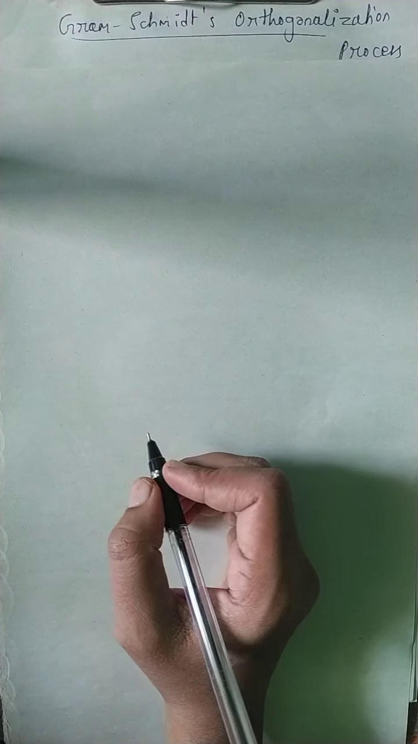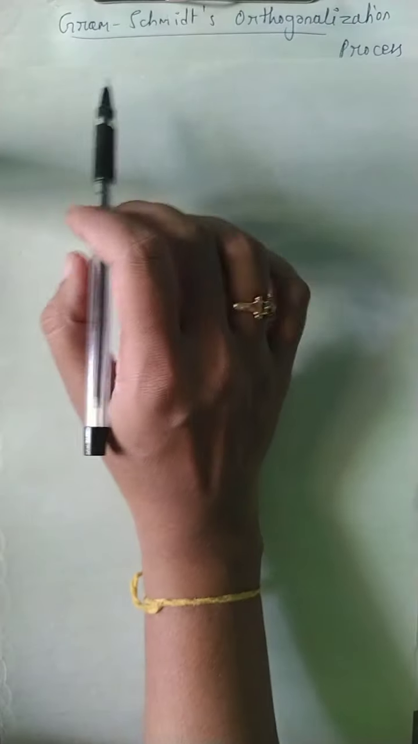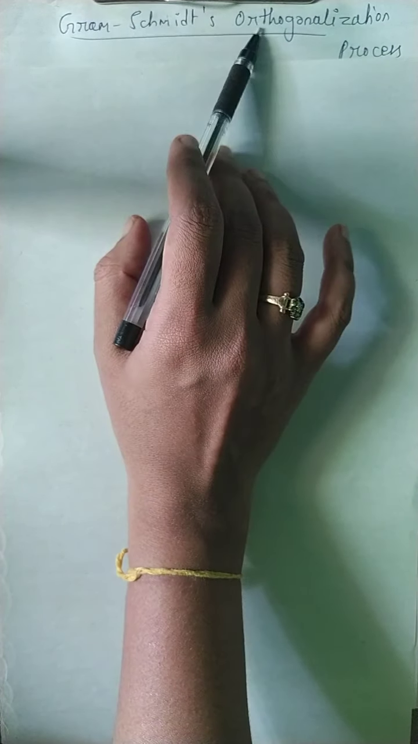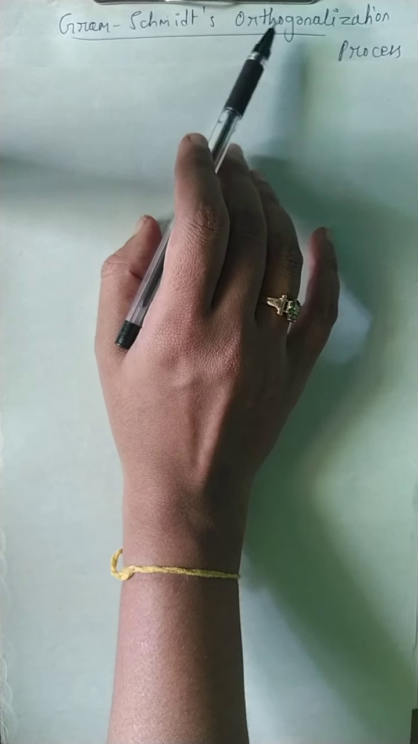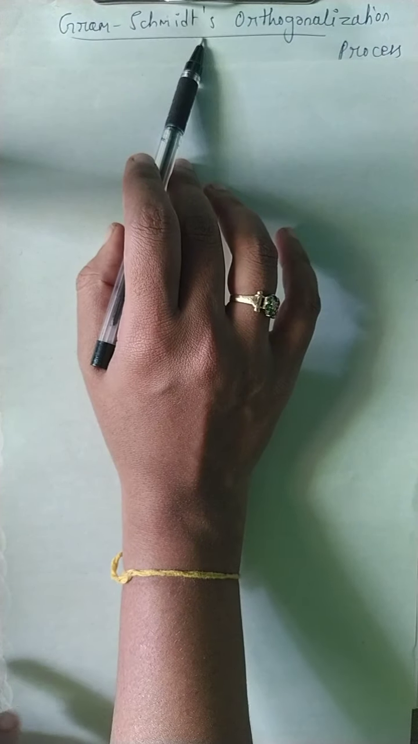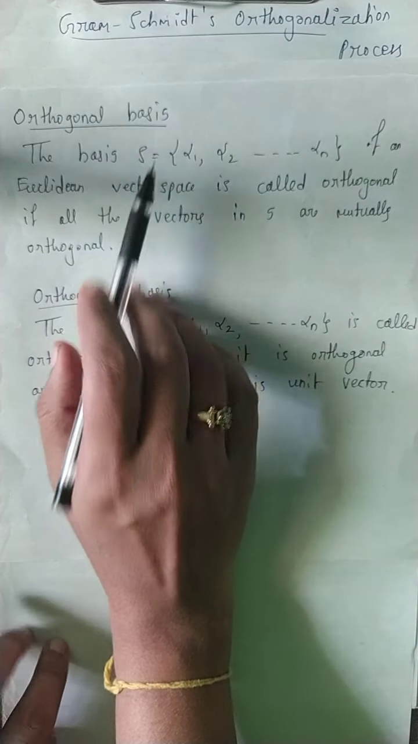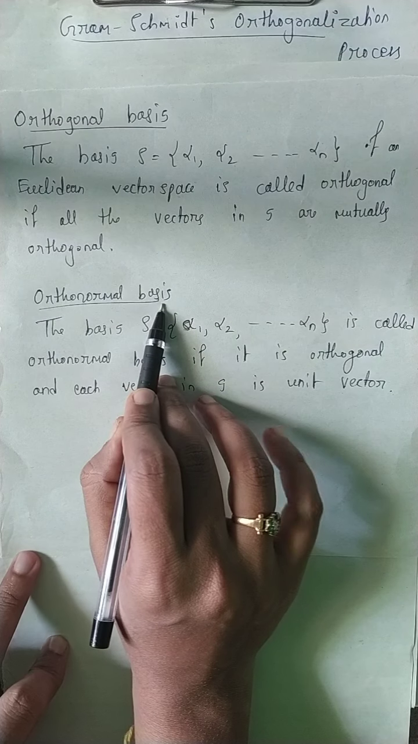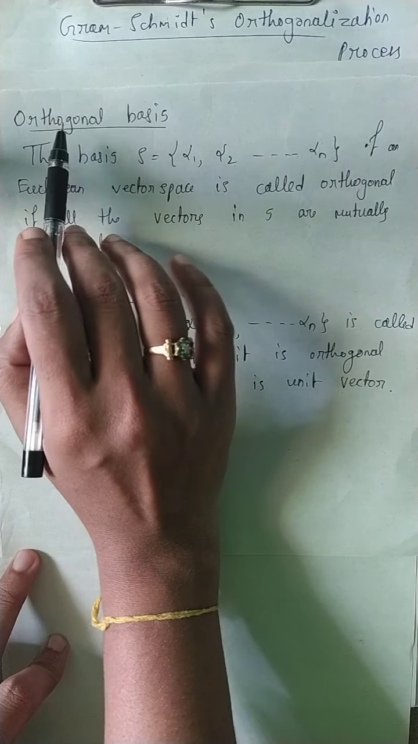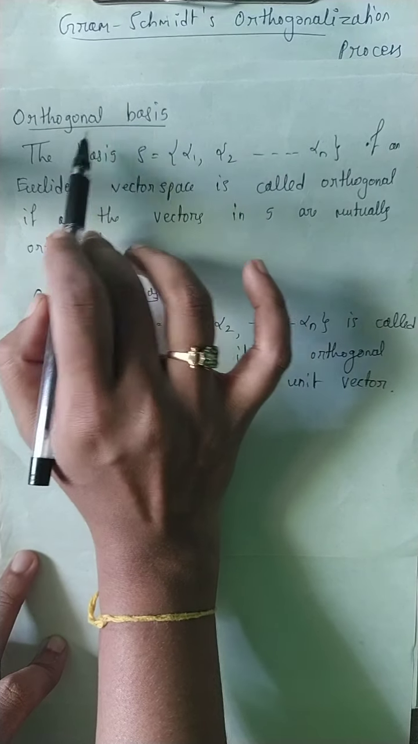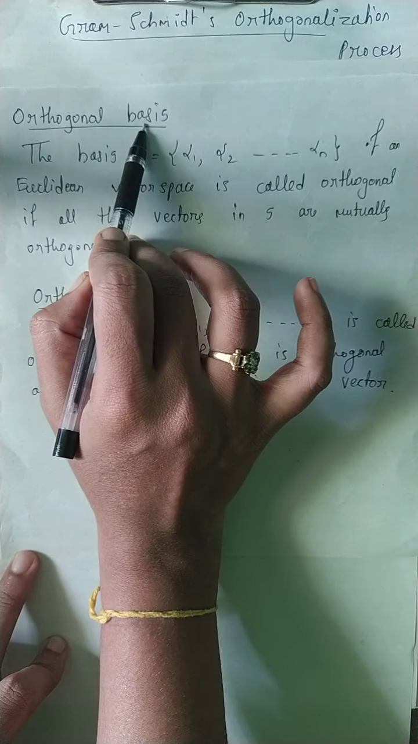Hello dear students, today I am going to explain one of the important concepts, Gram-Schmidt's orthogonalization process. Before going to explain this concept, we should know some basic concepts, that is orthogonal basis and orthonormal basis. You are already familiar with what are orthogonal vectors and what is a basis. Here we have orthogonal basis.